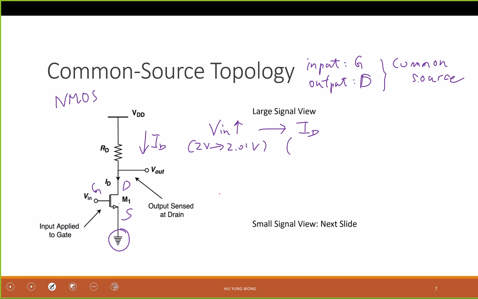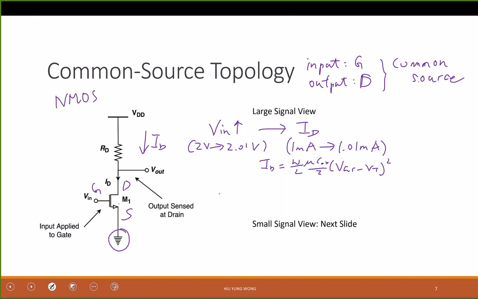Yeah, it will increase. So it might go from, let's say, 1 milliampere to, let's say, 1.01 milliampere. Why is that? Because ID equals W on L mu C ox divided by 2 times VGS minus VT squared. So I increase the VGS, which is Vin, then ID will increase. So very simple. But if ID increases, what will happen to my V out?